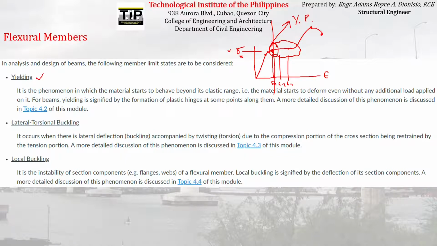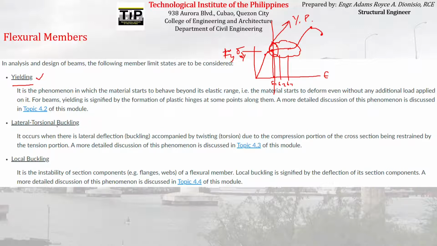Okay, ayaw natin na lumagpas dyan yung stress na nararamdaman ng material natin. And so since ayaw natin na lumagpas diyan yung stress na nararamdaman ng material natin, we include it on our limit state. So check natin yung material natin with respect sa yielding. Dapat hindi siya mag-yield, dapat hindi siya lalagpas diyan sa yield stress na tinatawag na yan, sigma y or Fy. Pagdating sa steel, Fy yung gamit natin na symbol. Okay? So, check natin yan yung yielding. That is the first limit state that we usually check.